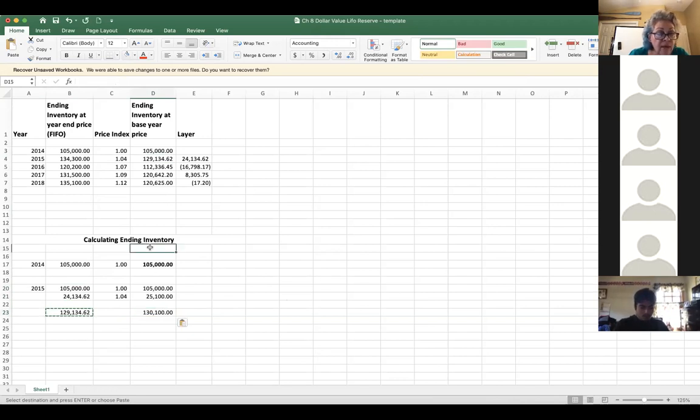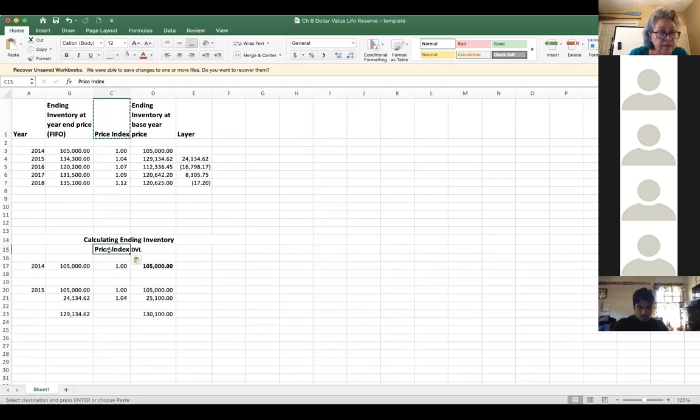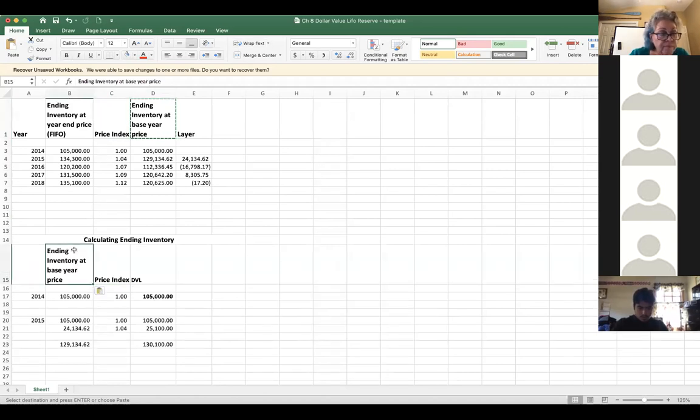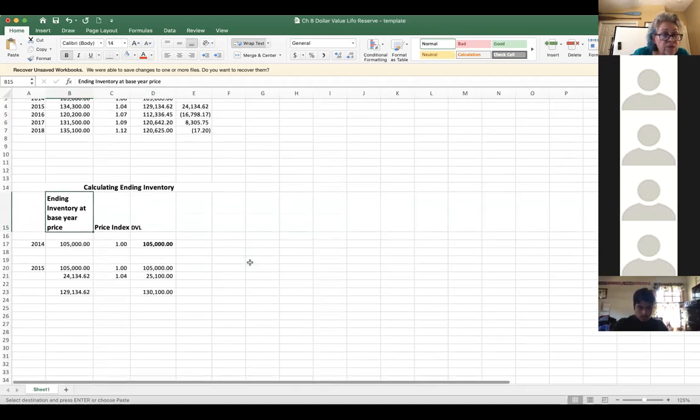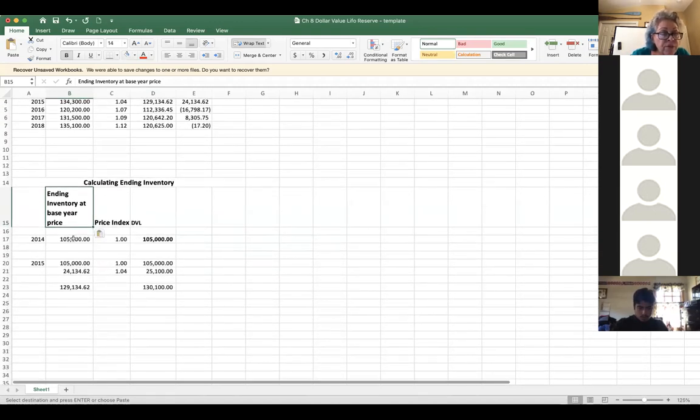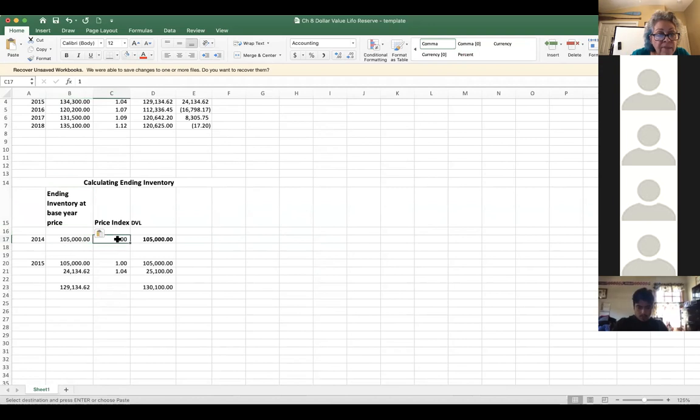So let me add headings here. Okay. So ending inventory at base year price times the price index gives you your dollar value Lifo.